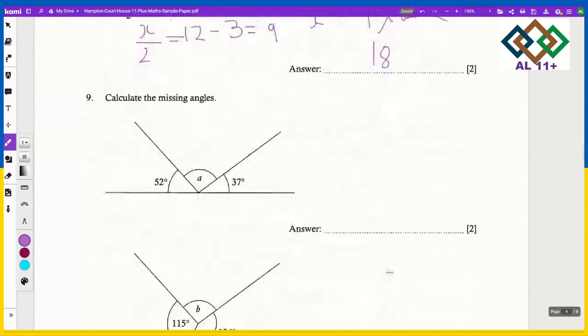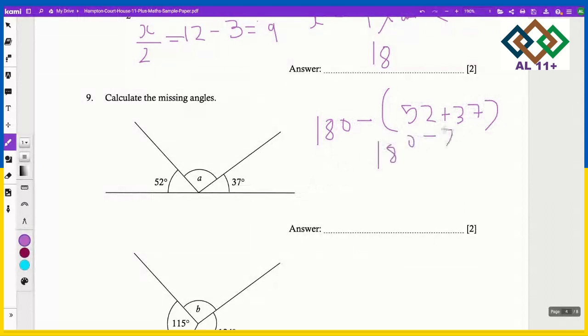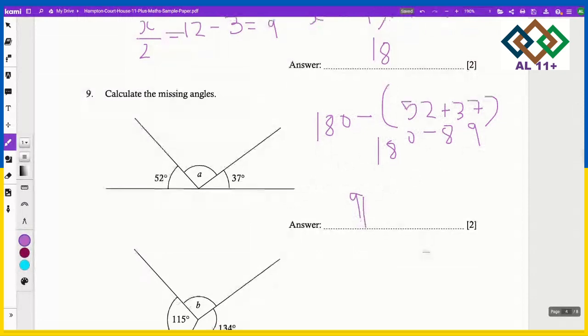So now you have the angles. We know that the angle on a straight line is 180 degrees. So you will just do 180 minus 52 plus 37, that is 180 minus 89. So your A would be 91.